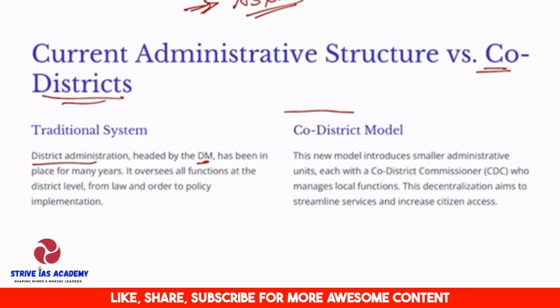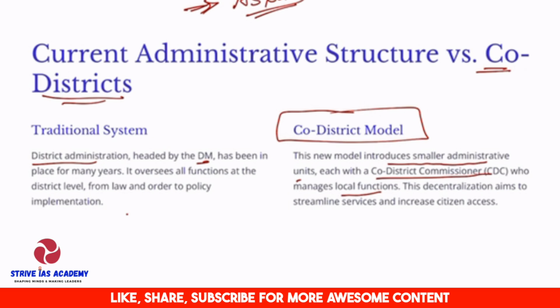What will this co-district model be? The co-district model will introduce smaller administrative units, and the head of each co-district will be the co-district commissioner. He will be responsible for heading those co-districts, and he will be managing all the local functions. This will be a type of decentralization.